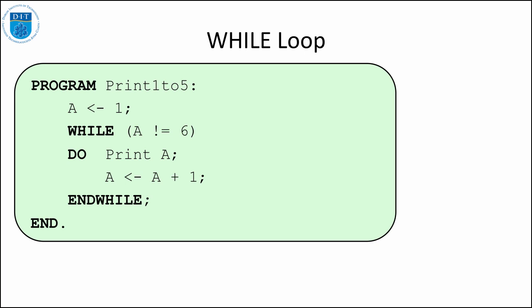So what happens here? A starts off as being 1, then we check is 1 equal to 6? Is 1 not equal to 6? 1 is not equal to 6, so we go into the do part, we print out a, which is 1, we add 1 to a, it's 2. End while, we go back up to the while. 2 is not equal to 6, that's true, so we go into the while body again, we print out the number 2, then we add 1 onto a, then it's 3.